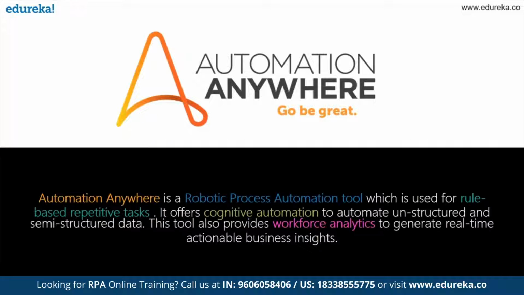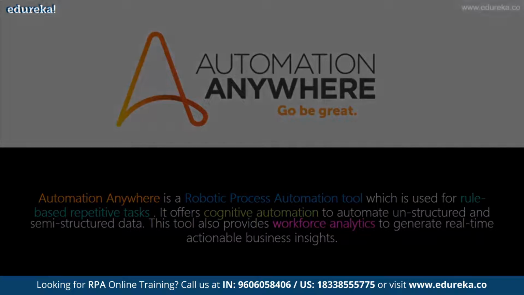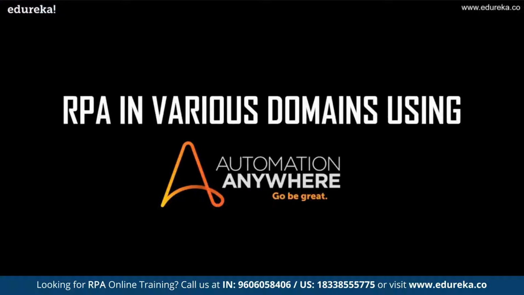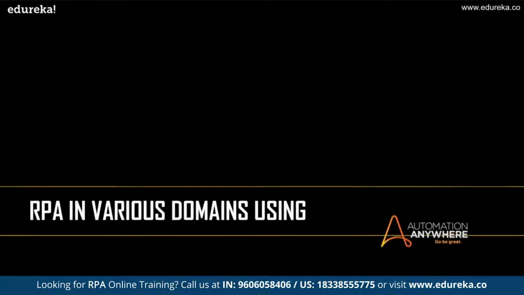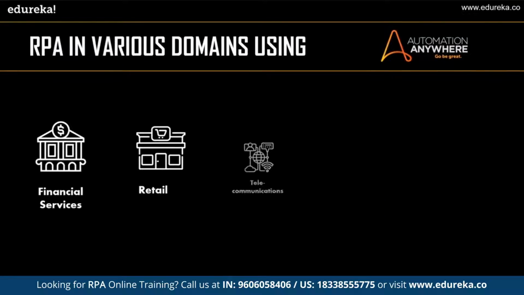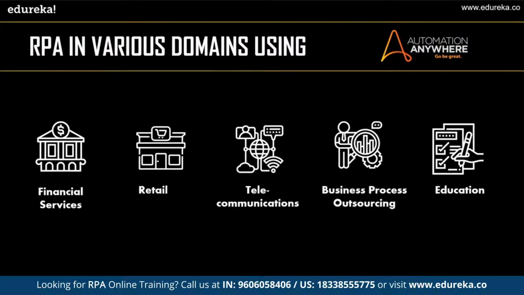So since now you know what is Automation Anywhere, let me take you through the various domains that I'm going to discuss in this section. The various domains in which RPA is used to automate simple to complex tasks, and the tool used is Automation Anywhere, are financial services, retail, telecommunications, business process outsourcing, and education.